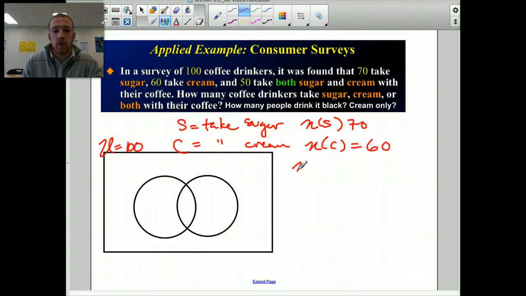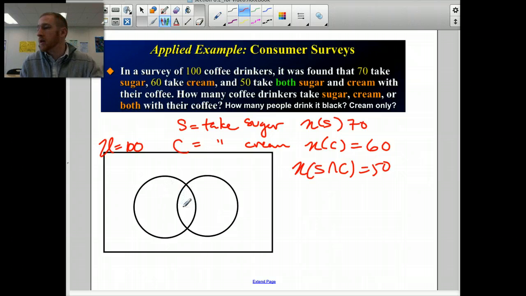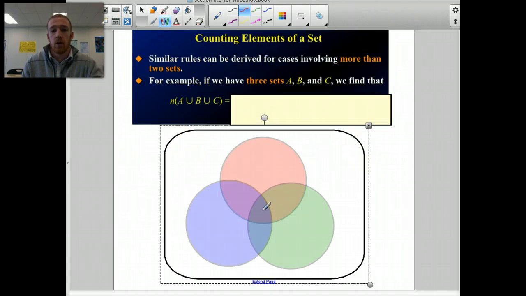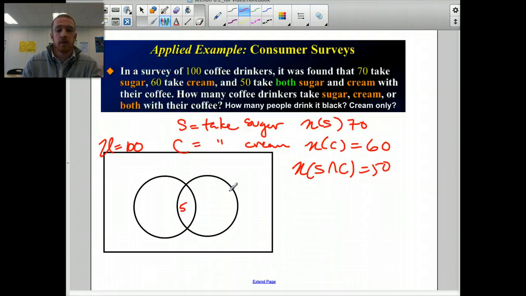And it says the number of people in the intersection that take both sugar and cream is 50. Anytime you're filling out a Venn diagram, you fill in the intersection first. And if there are multiple sets, like something like this, you fill in where they overlap everywhere first, if possible. So there's 50 people that take both sugar and cream.